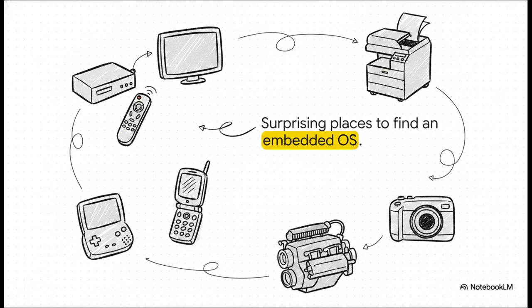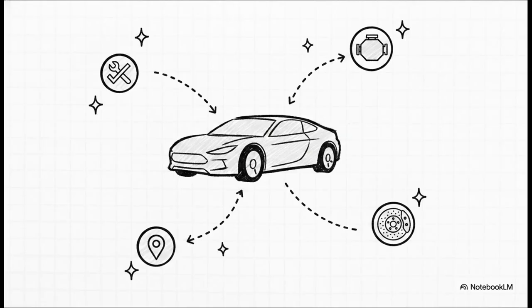Wait, really? Yes! Even your everyday cable box and that basic TV remote sitting on your couch require an embedded operating system to manage their internal hardware and interpret your button presses. It's kind of wild to think about. Let's scale that up and see how this builds into something as critical as a car.